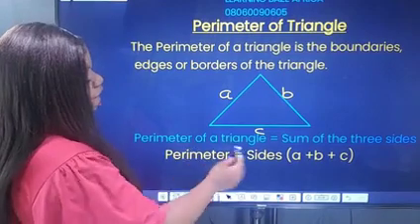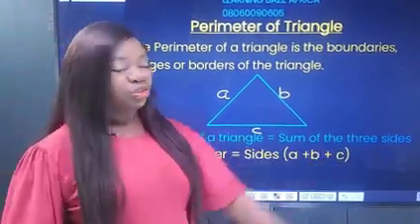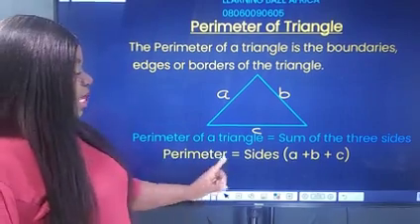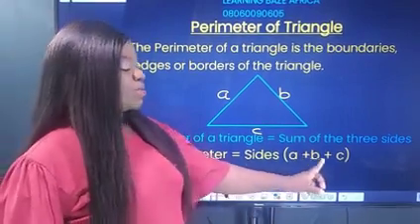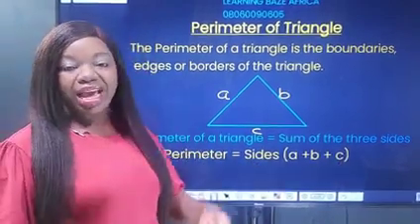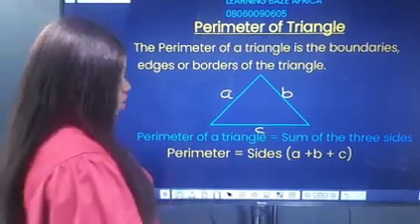So the formula for calculating the perimeter of a triangle is the sum of the 3 sides, which is otherwise written as the perimeter is equal to sides A plus B plus C, meaning that we're going to add up the 3 sides of the triangle to give us the answer, which is the perimeter.